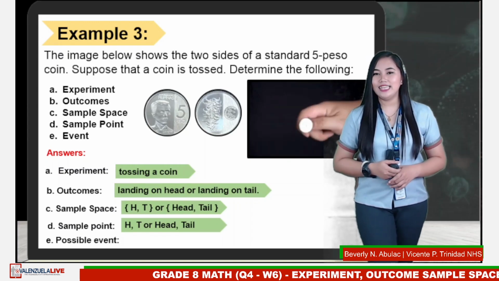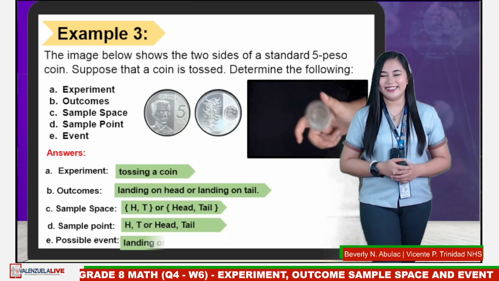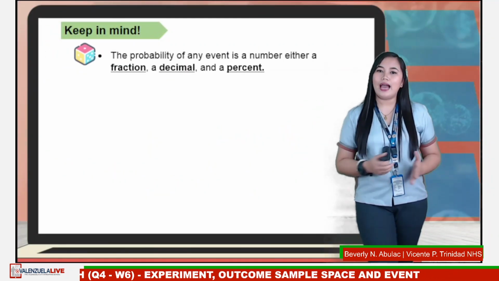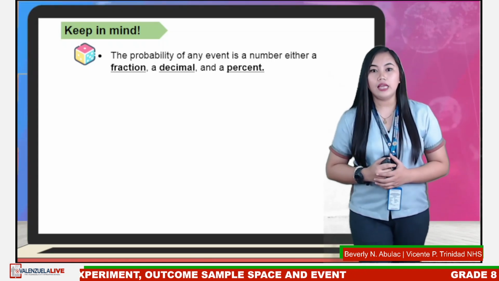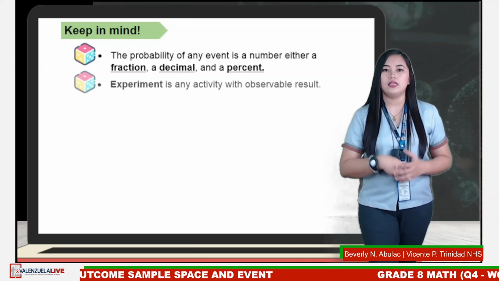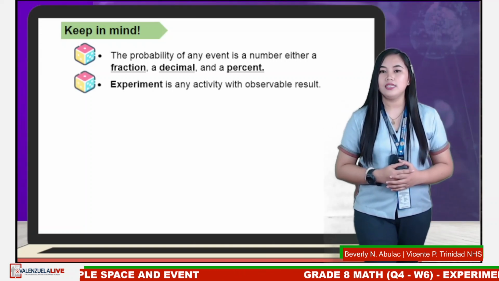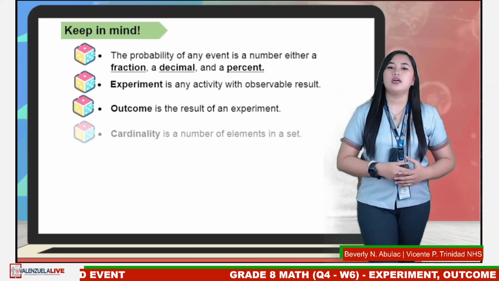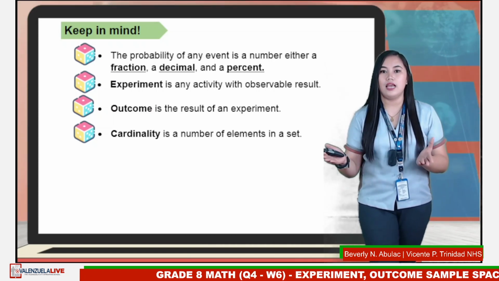Very good. Landing on head or landing on tail. Now, keep in mind that the probability of any event is a number, either a fraction, a decimal, or a percent. Experiment is any activity with observable result. Outcome is the result of an experiment. Cardinality is the number of elements in a given set.